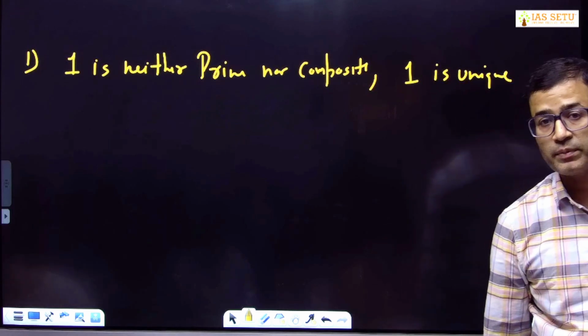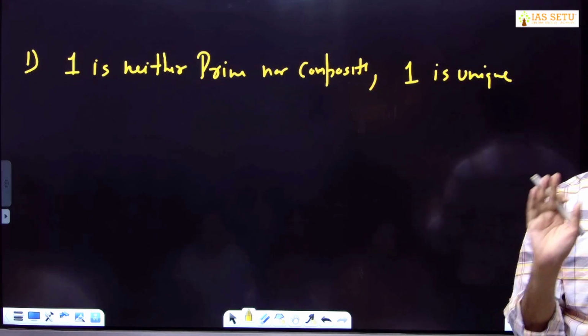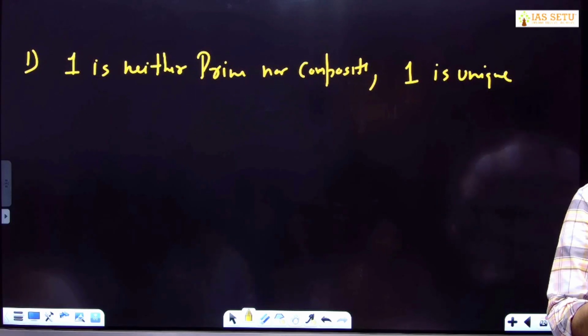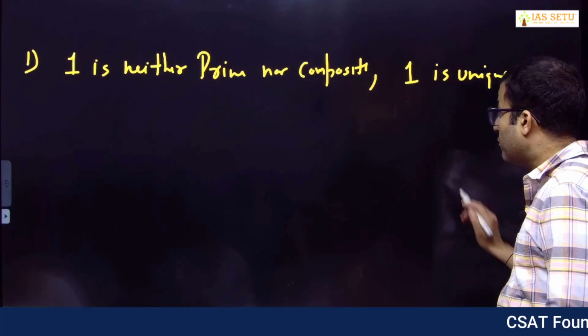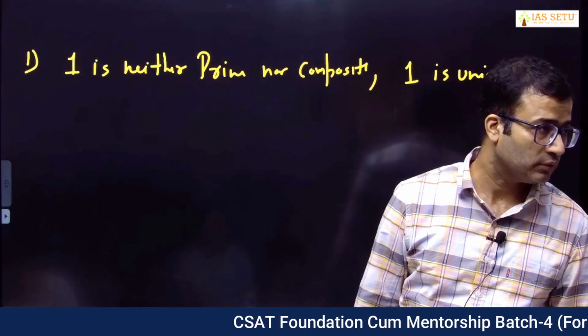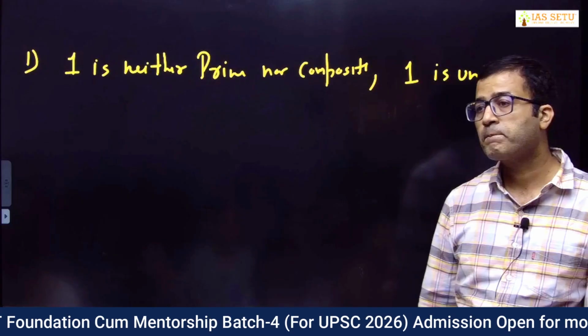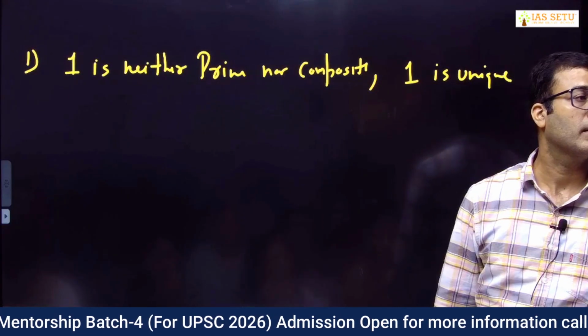1 is neither prime nor composite. Don't say 1 is a prime number. No, not at all. 1 is unique. Can anyone tell me why 1 is called unique? Only one factor. 1 is a factor of all.